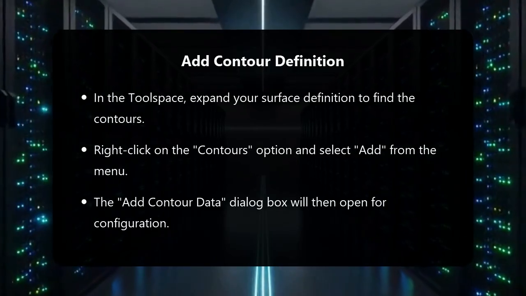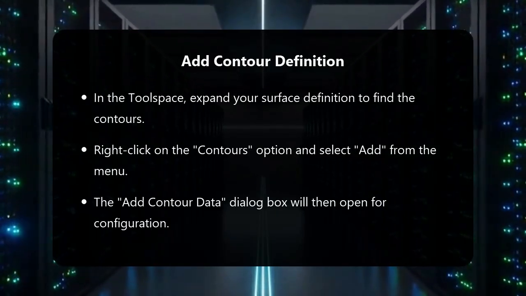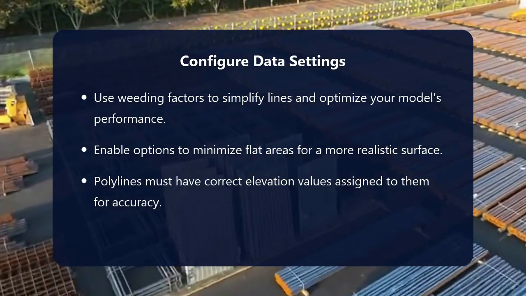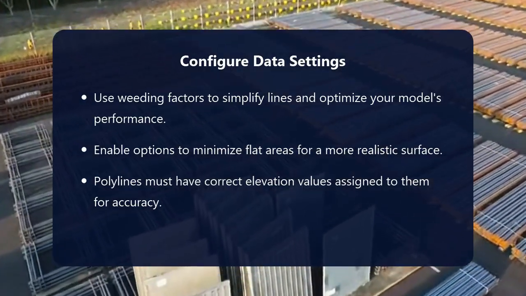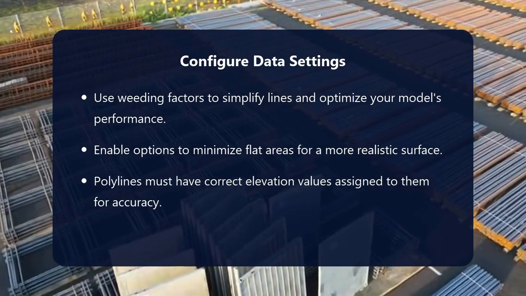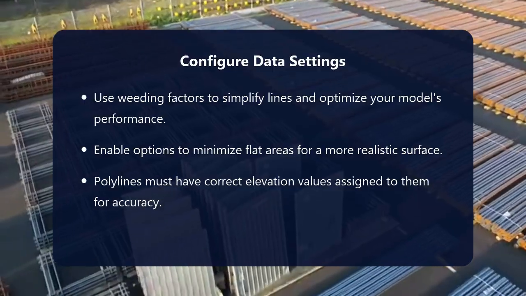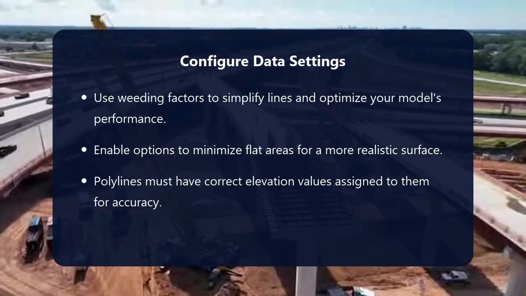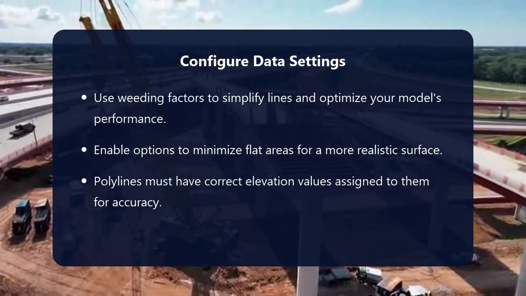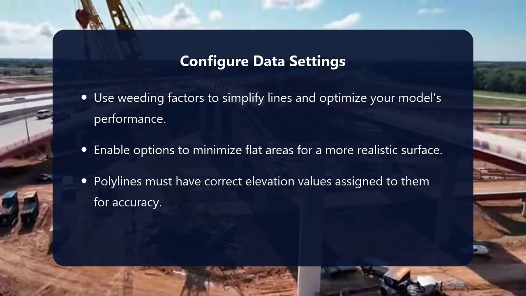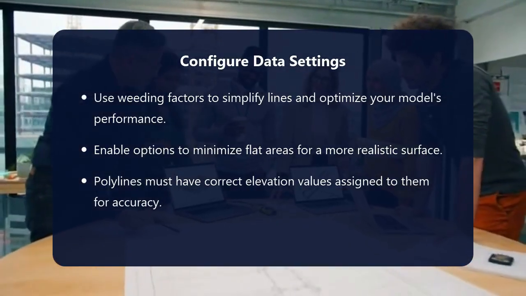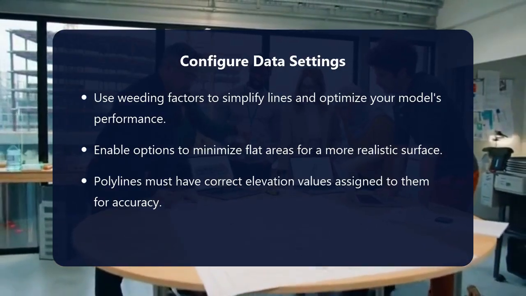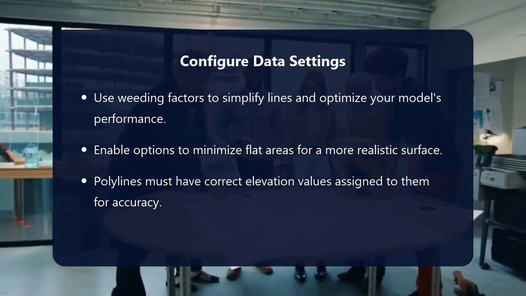shape. Below these options, you'll find settings for minimizing flat areas. This is a very important feature. Sometimes, the triangulation process can create perfectly flat, horizontal triangles, especially in areas with sparse data. Civil 3D can automatically resolve these by either adding points to the flat triangular faces or by swapping the triangle edges to create a better slope. Enabling these options generally results in a more realistic and hydraulically correct surface model. After configuring these settings to your project's needs, you will click OK.